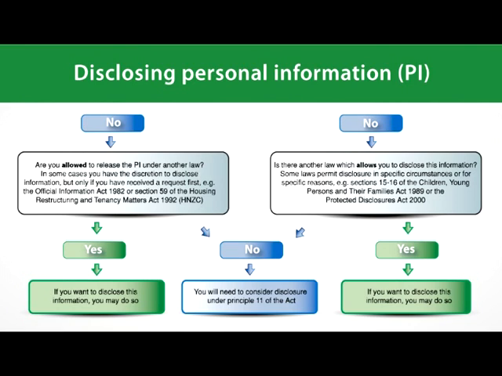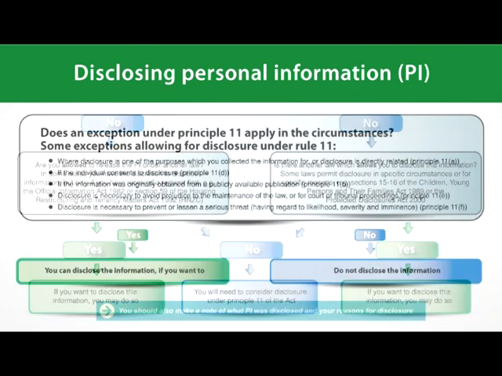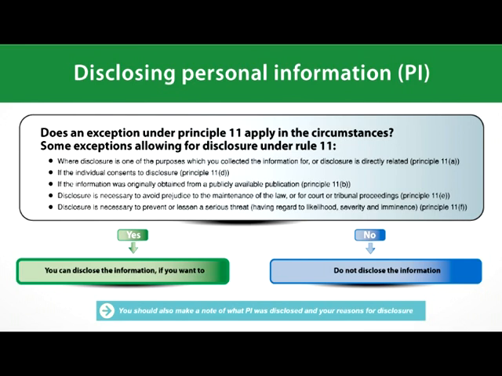If it's not a request you have to comply with, such as a search warrant, and you've determined that no other acts apply that require you to or permit you to release the information, your next step is to consider whether an exception to non-disclosure under Principle 11 applies in the circumstances.